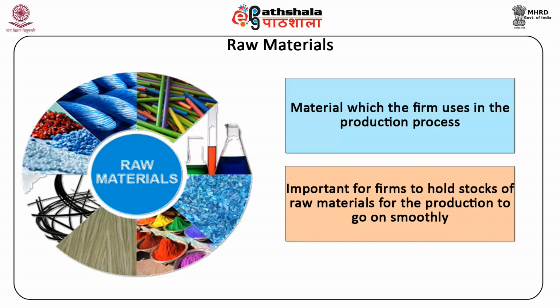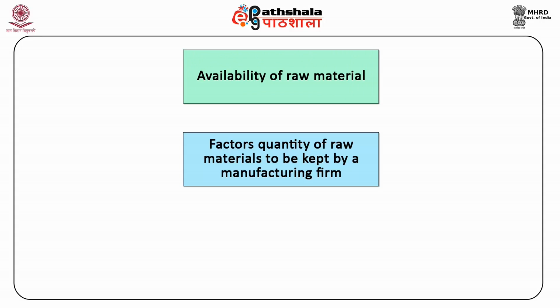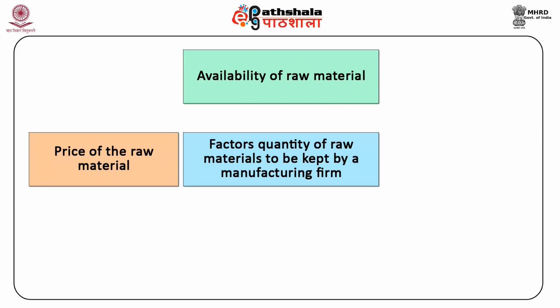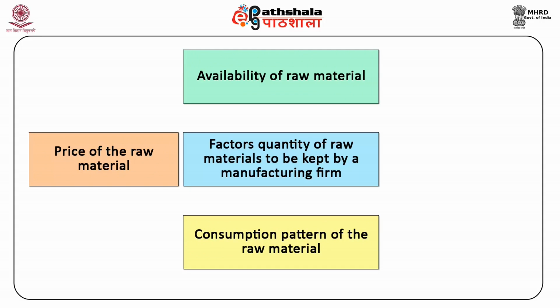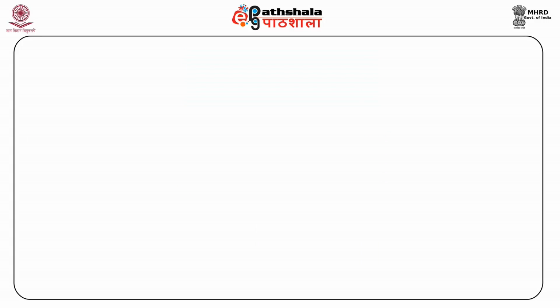A firm must hold certain stocks of raw material in its stores so that production process goes on smoothly without any interruption. These units of raw materials are regularly issued to the production department. The quantity of raw materials to be kept by a manufacturing firm depends upon many factors. For example, availability of raw material, price of the raw material, consumption pattern of the raw material, lead time, that is, time taken to replenish the stock.